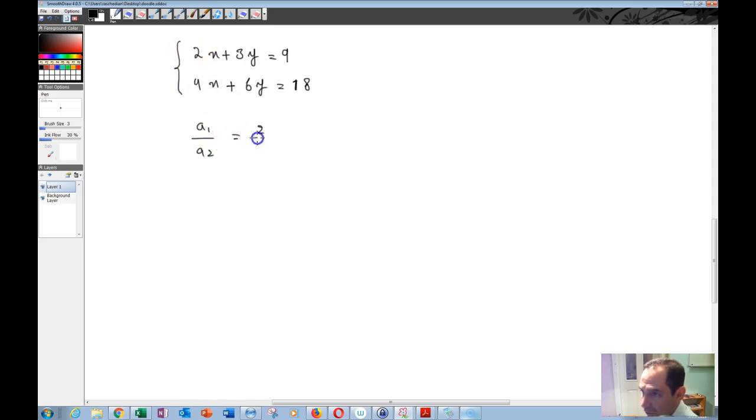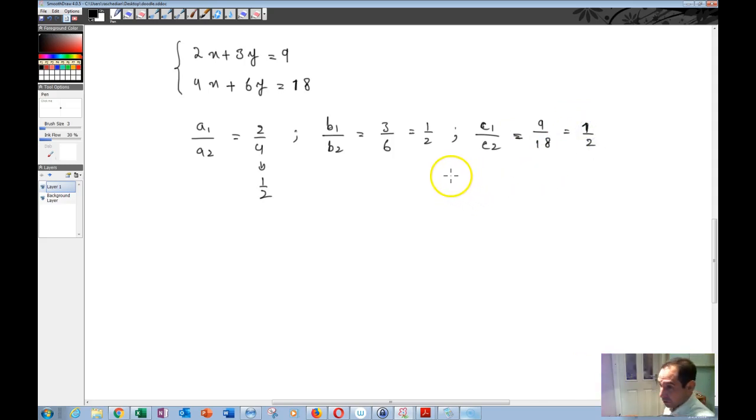Okay, and b1 to b2 is equal to 3 to 6. So this is actually 1 to 2. This is also 1 to 2. And also c1 to c2 is equal to 9 to 18, which is equal to 1 to 2. Okay, so that means that a1 to a2 is equal to b1 to b2 is equal to c1 to c2.